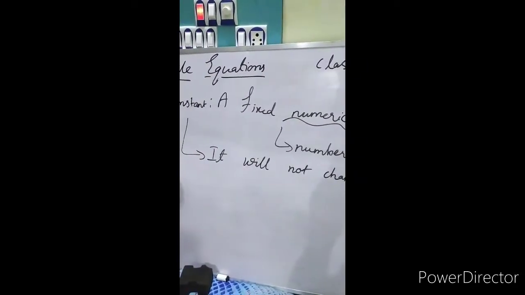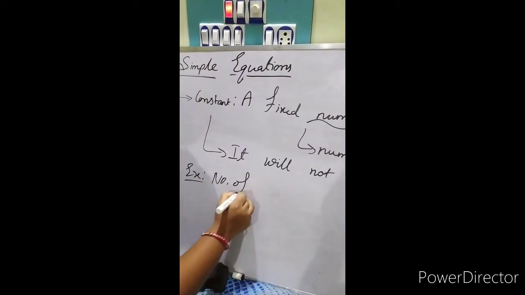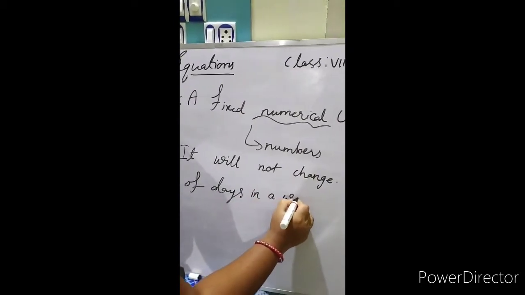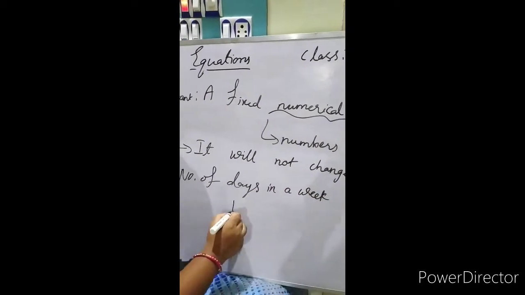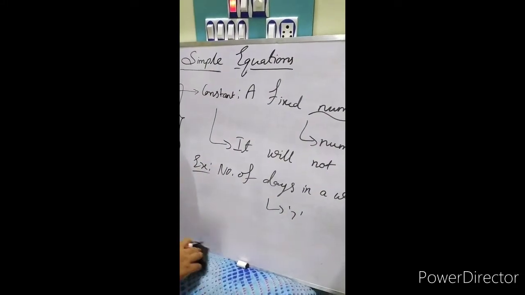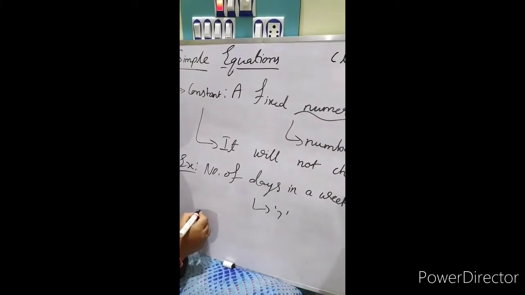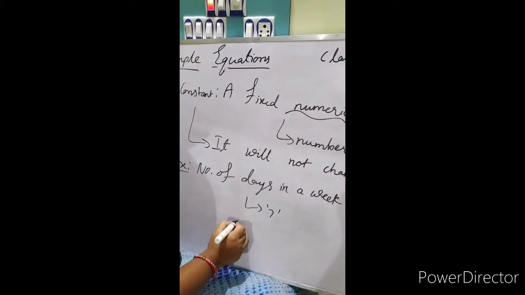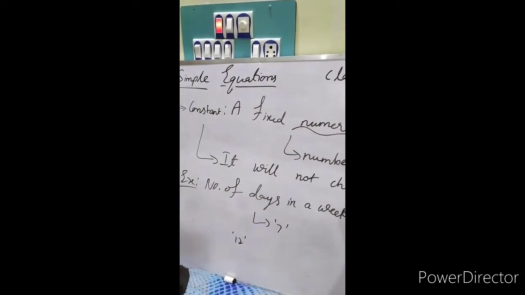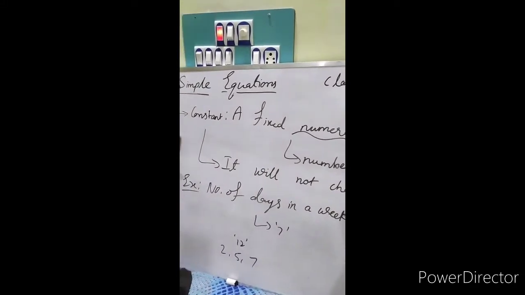Yes. The better example in the constants is the number of days in a week. So the number of days in a week is 7. It will not change. So it is common for the weeks. And then the other examples are the number of months in a year. So how many months? We know that 12 months. So this is also a constant here. So what are the other examples? 2, 5, 7. These are all numbers here. So these are all about constant.